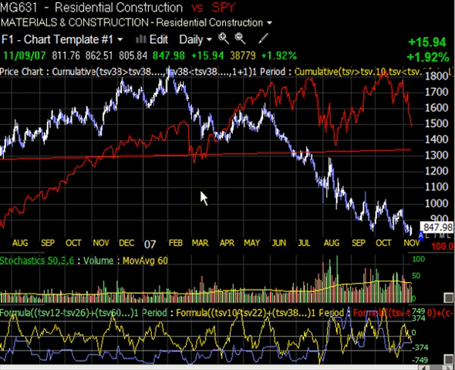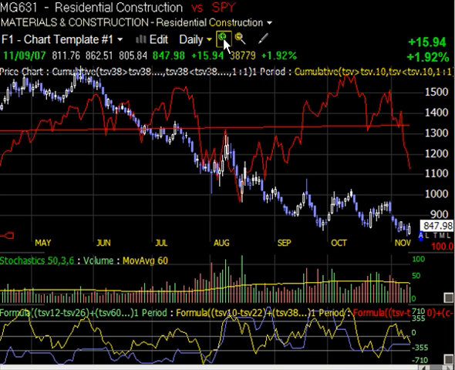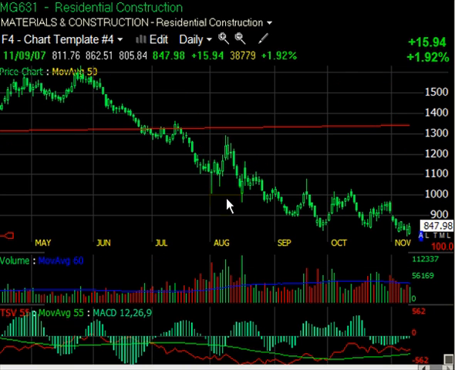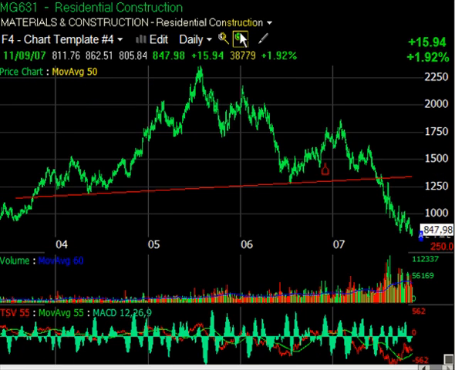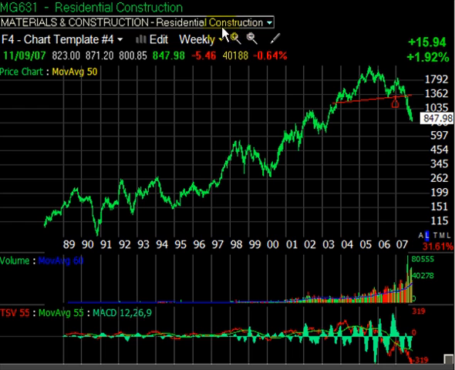And again, this is residential construction. Mr. Bernanke, or Bernanke, whatever it is, said this week before Congress that things are going to get worse before they get better. So we're going to look at the pattern here in residential construction. I've drawn a trend line here. This looks to me to be a major top.